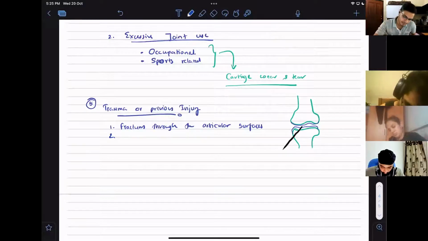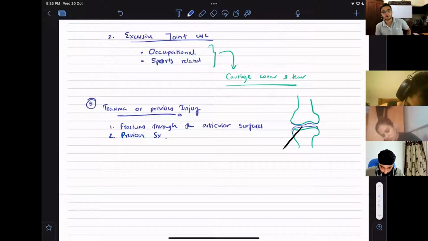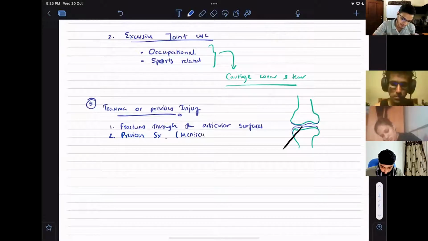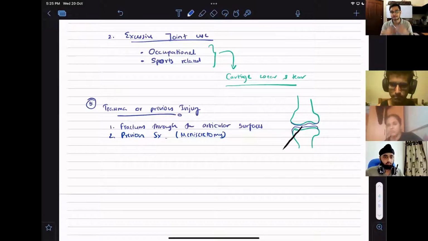That is one reason. The other one is, guys, previous surgery. Okay, previous surgery. For example, have you all heard something called meniscectomy? Meniscectomy, not commonly done, guys. This is done, you all know, in the knee, there is the tibial cartilage. We call this the menisci, right? There are two menisci, right?